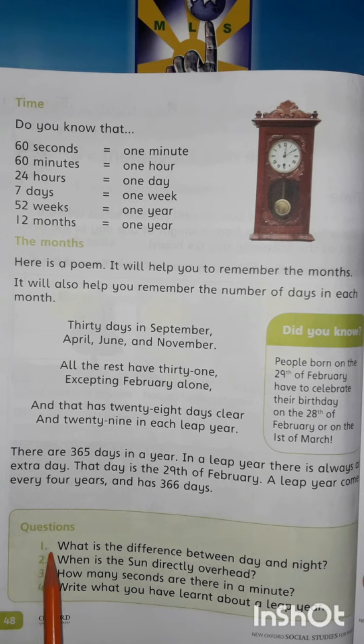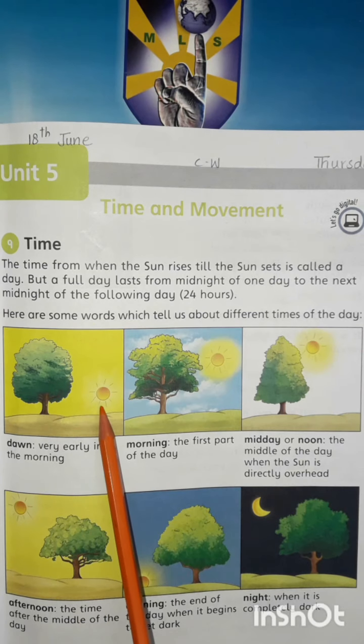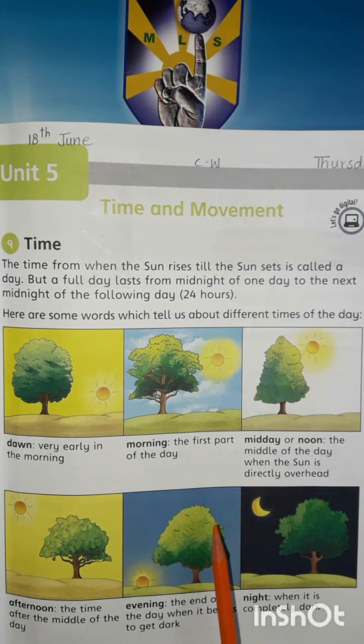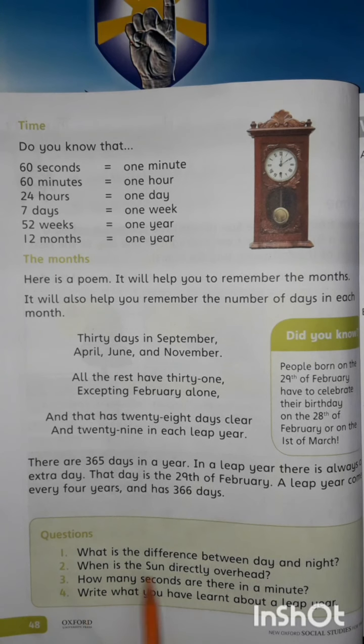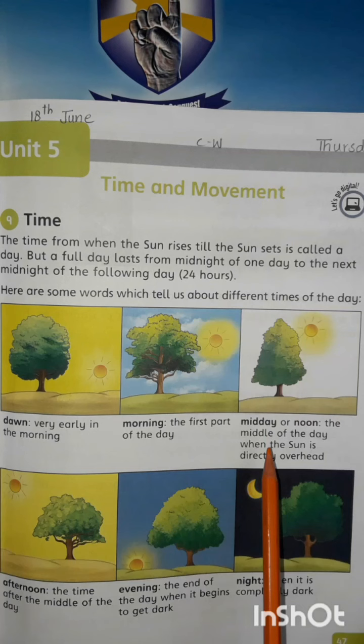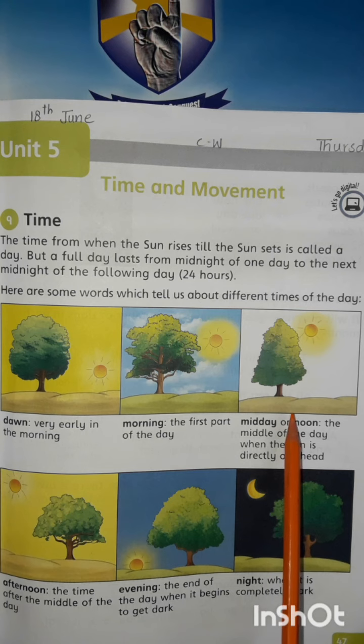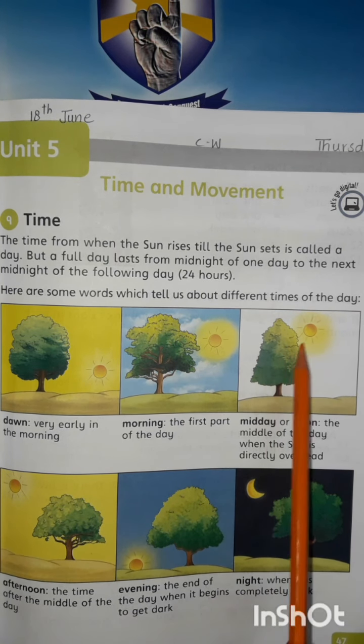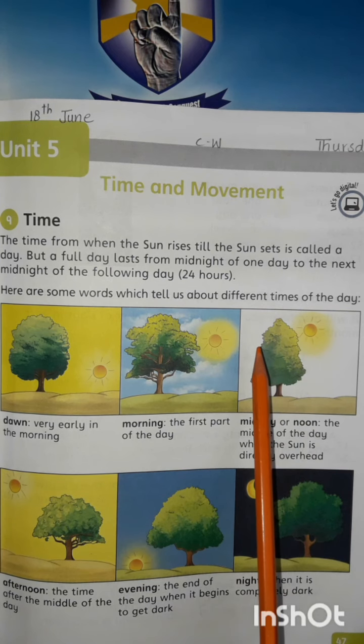Here are some of the questions. Let's discuss them orally. What is the difference between day and night? When the sun is up, it is day, and when it is not in the sky, it is night. When is the sun directly overhead? The sun is directly overhead at midday or noon. Look, the sun is directly above the tree.